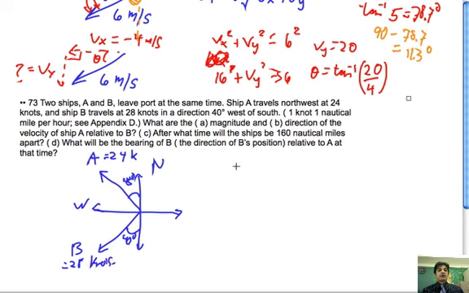Now, we want to know the magnitude and direction of, so knots a mile per hour. So we want to know the magnitude and the direction of the velocity of ship A relative to ship B. And then we want to know what time the ships will be 160 nautical miles apart.